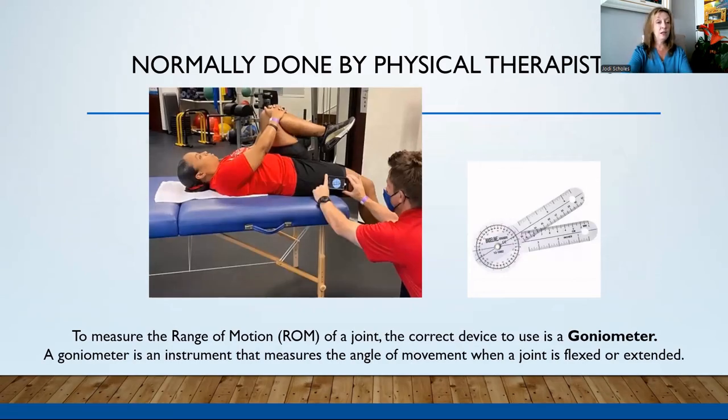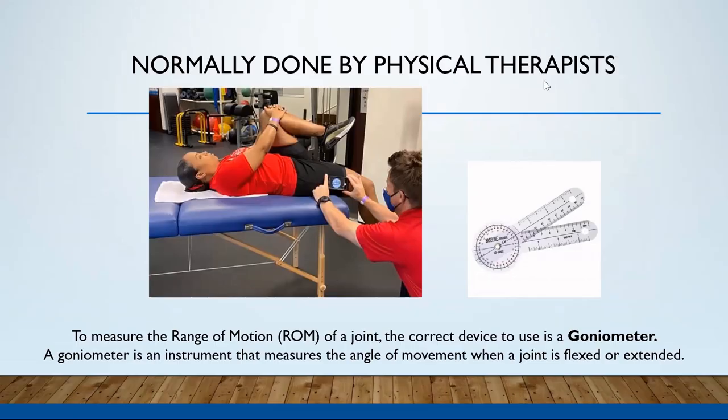Now, I do want to give you the name of a piece of equipment. I don't think you're going to see it on your MBLEx, but just in case, this goniometer, I don't even know how to say it, goniometer, maybe. It's used by physical therapists. It looks like a little jaw, like a bird's beak sort of thing. It tests range of motion, and how much range of motion is possible.